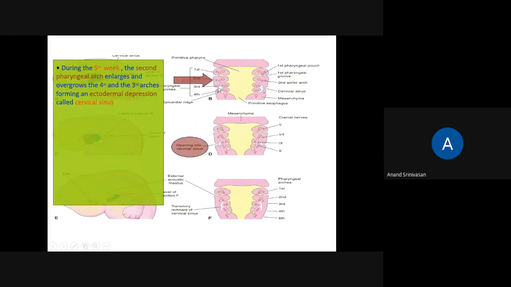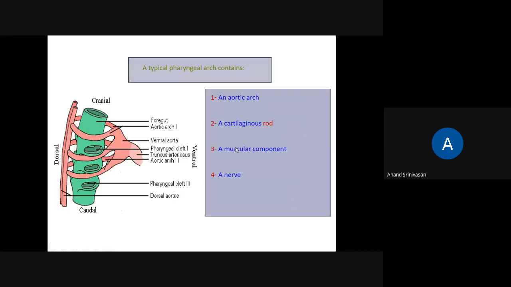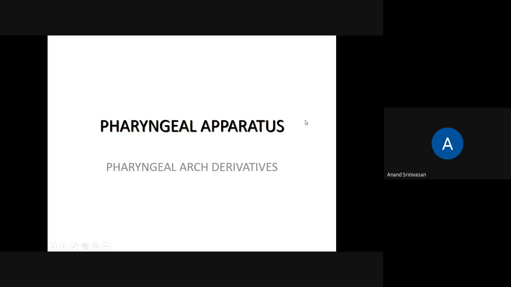This is called the cervical sinus. Initially the cervical sinus is present, but around the seventh week the neck becomes smooth. There will be no more pharyngeal grooves seen. A pharyngeal arch consists of an arch, a muscular component, nerve, cartilage, and the skeleton.